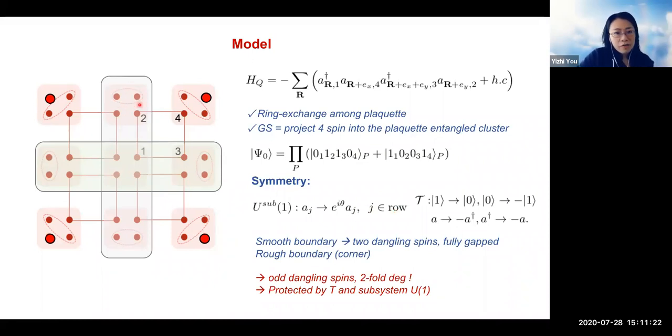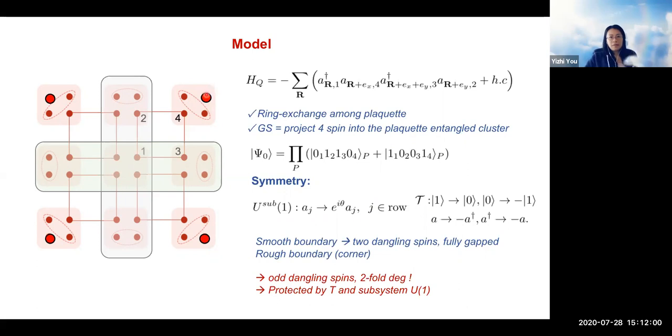At a smooth boundary, we have two dangling spins, which are not paired with the plaquette entangled state. And these two spins live inside the same unit cell. So any infinitesimal interaction between them will project the two dangling spins into an entangled state. So a smooth boundary with two dangling spins can always be gapped out by any infinitesimal interaction. However, if we have a corner here, then each corner will have an odd number of spin-1/2. And if we have time reversal symmetry and the subsystem U(1) symmetry, you will find there's always a two-level degeneracy living at each corner.